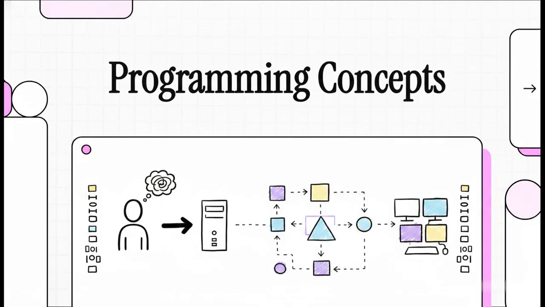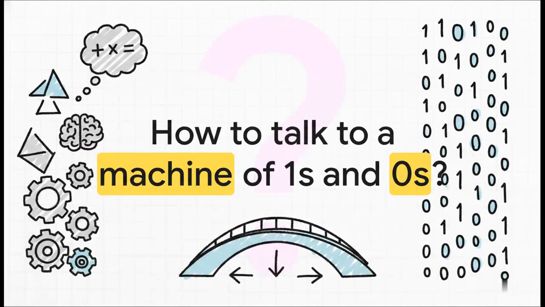Today we're going to demystify exactly how we as humans successfully communicate with computers. We're going to strip away all the magic and really look at the fundamental logic and structures that make literally all software possible. Okay, let's just dive right into the biggest puzzle of computer science.